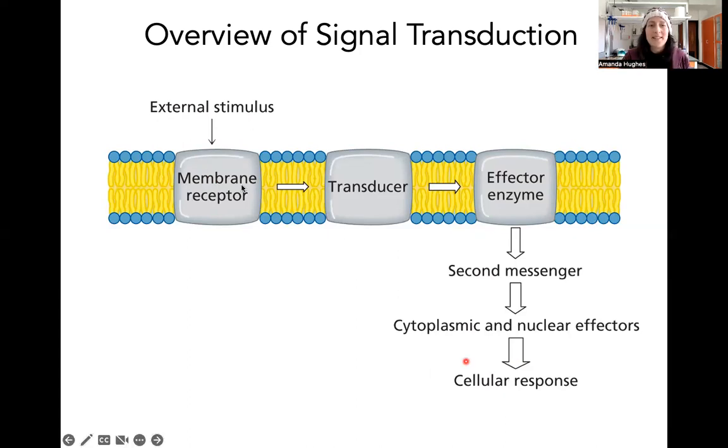So an external stimulus binds to a membrane receptor. That usually undergoes some type of conformational change, and that signal gets transduced to an effector enzyme, typically also associated with the membrane. That effector enzyme creates a secondary messenger. There could be multiple secondary messengers too, it just depends on the pathway. Those messengers go and affect some type of chemistry within the nucleus or maybe the cytoplasm, and that ultimately elicits some overall cellular response.